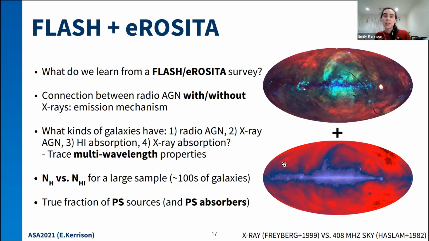In terms of what I'm interested in, it will allow us to trace the column density of all hydrogen and neutral hydrogen for a very large sample, hundreds of galaxies. A sample so large that we've never really been able to do that before. And it'll also be able to give us a better handle on the true fraction of peak spectrum sources and indeed peak spectrum absorbers across the entire sky.